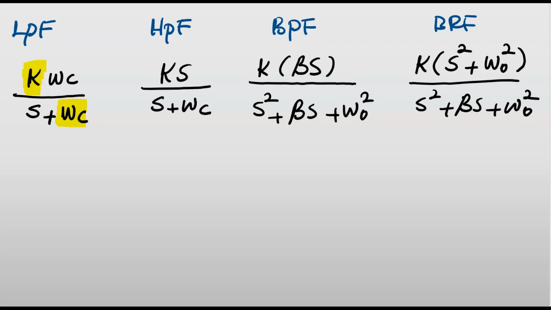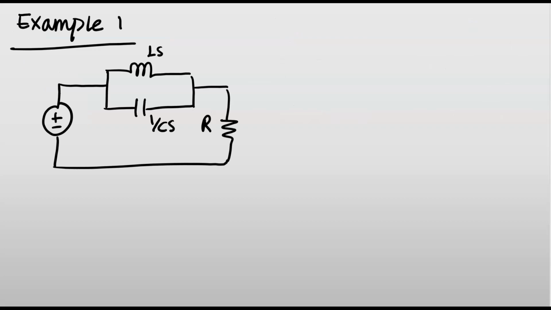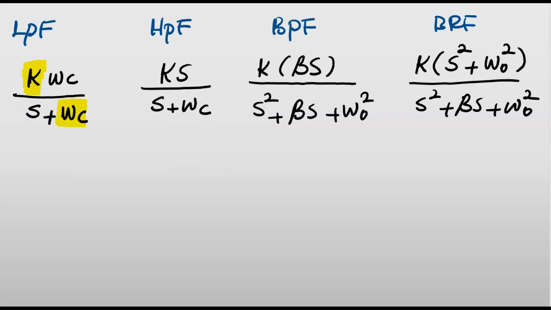Okay, now let's look at this example that I'm going to solve, and let's see how we can decide what type of filter we are dealing with. So this is the first example. I want to see, if I apply a voltage of VI to the circuit and look at the voltage of the resistor, what type of filter I'm going to have. The first thing I have to do is find the transfer function, and then look at how it looks and which standard transfer function is a good match for my answer.